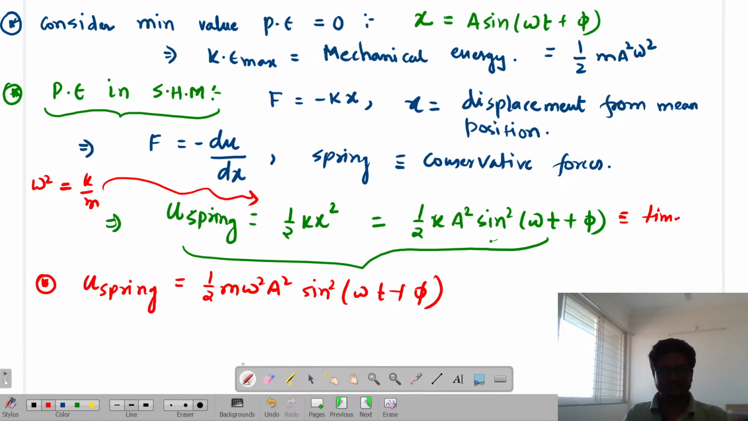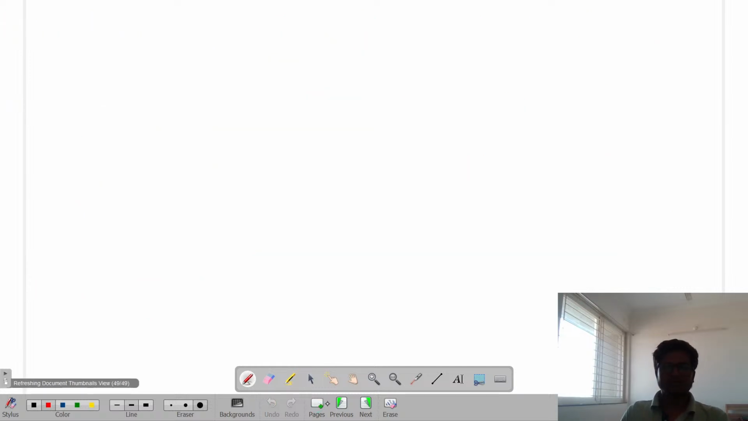Is this clear? So these are our two different equations of potential energy. Now, as you know that if we are aware of kinetic energy and potential energy at any time, we can define also the total mechanical energy at any time.